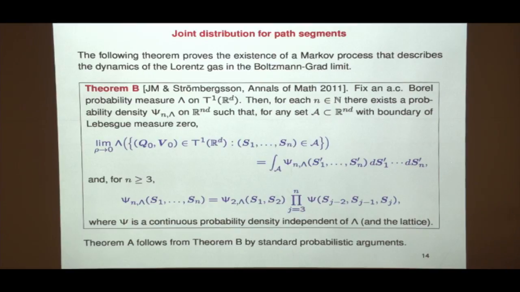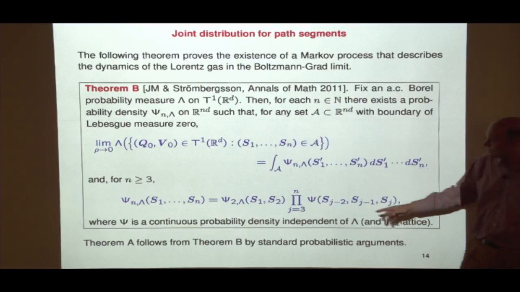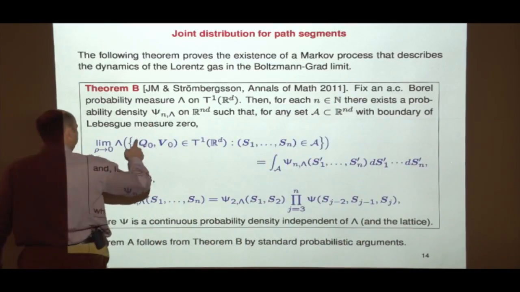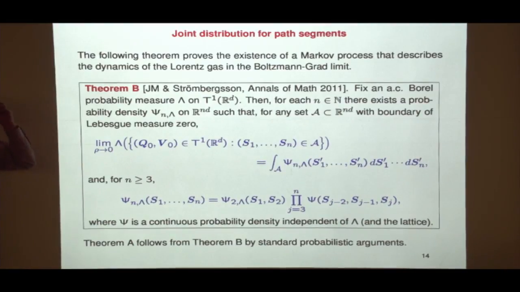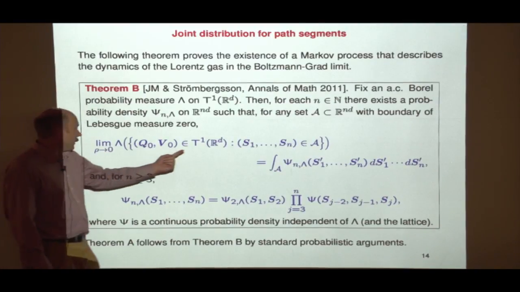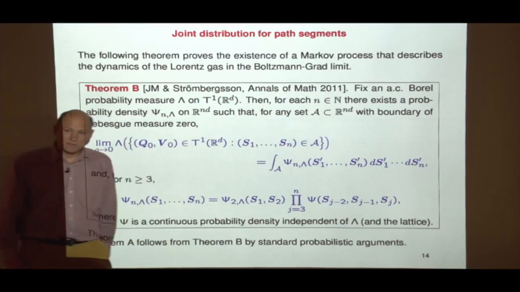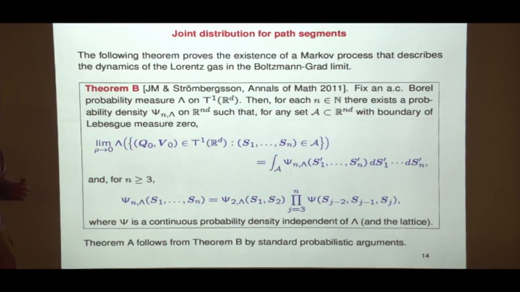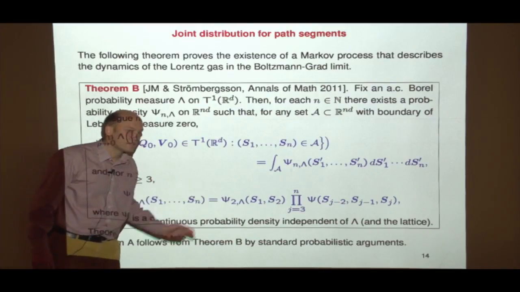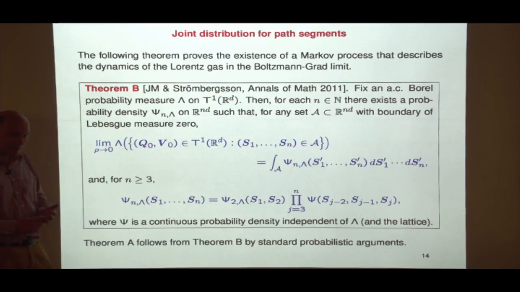We can prove it, not L1 in phase space, but we can actually prove it by having a delta mass on the point and then being L1 in the velocity space. But that's the formulation. That's sort of the physical formulation. We have a random initial point with respect to some measure lambda. That's just a measure whose density is our particle density. And this theorem tells us that the subsequent path segments in our random process converges to something. And this something factorizes nicely, and from this you see it's a Markov process with memory too.